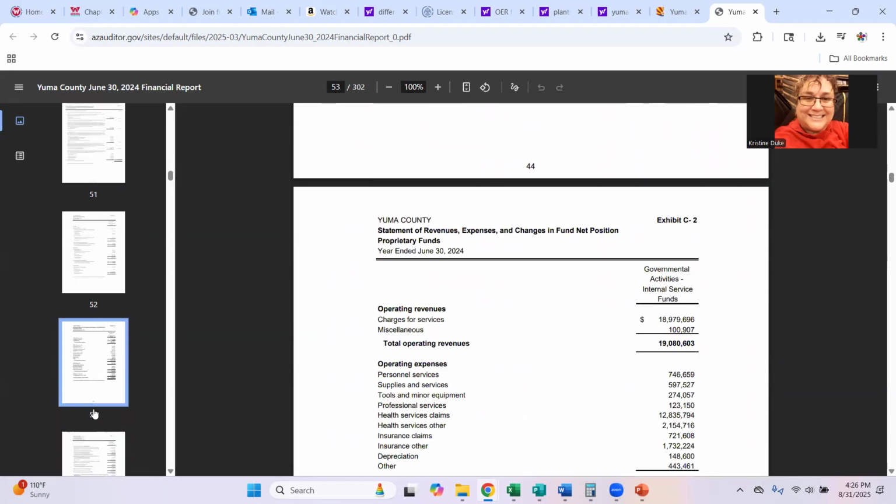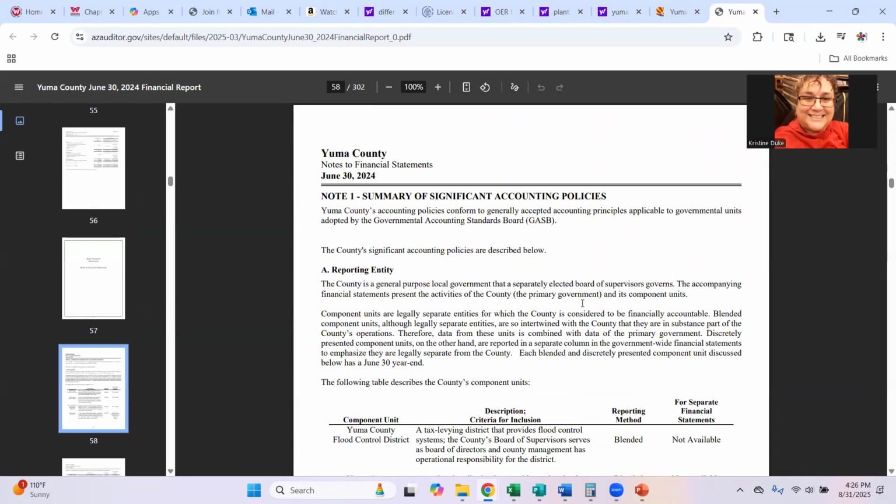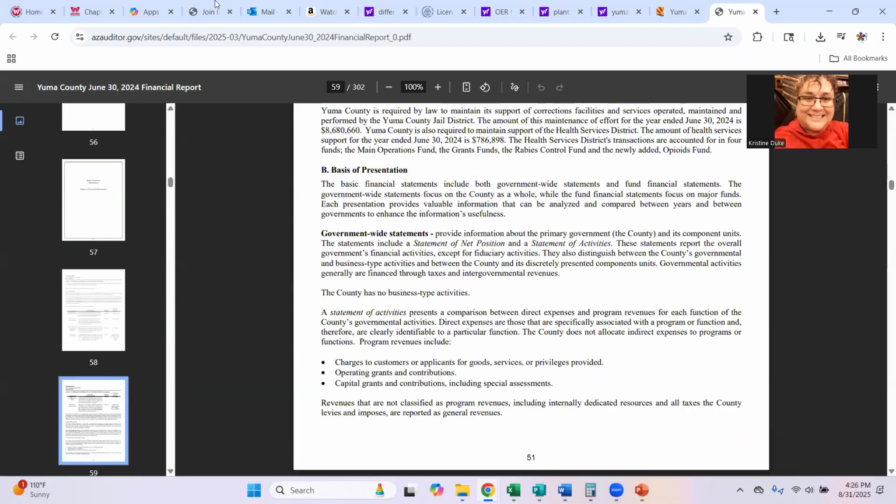That's what these financial statements do. Okay, and so you can see, oh, summary of significant accounting. Okay, this is just notes. This is not bad things.